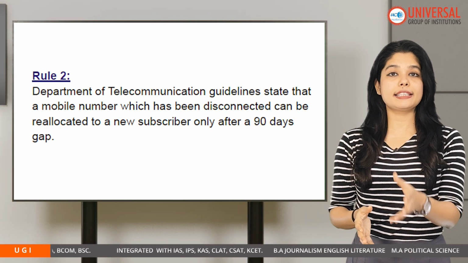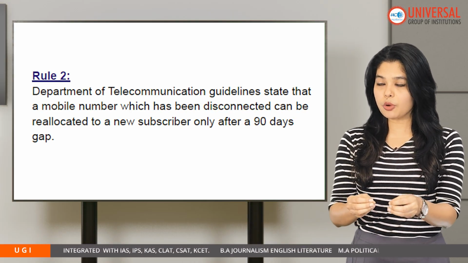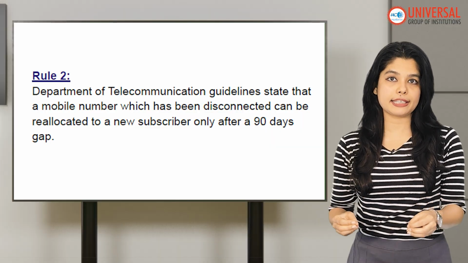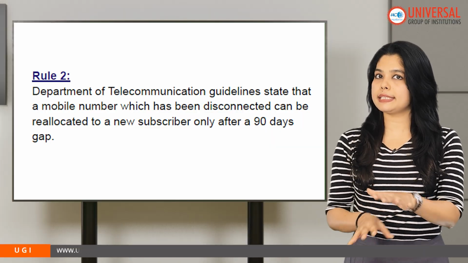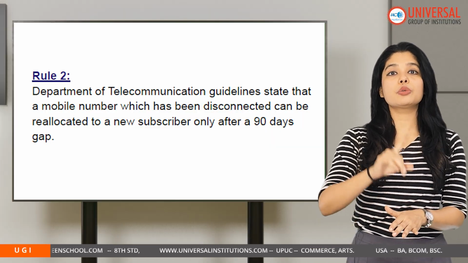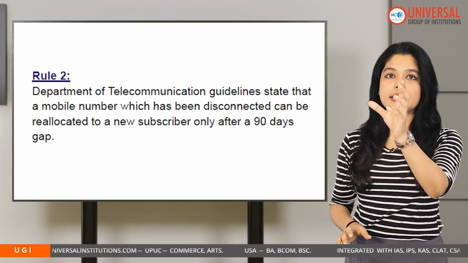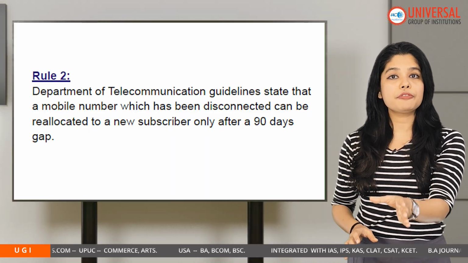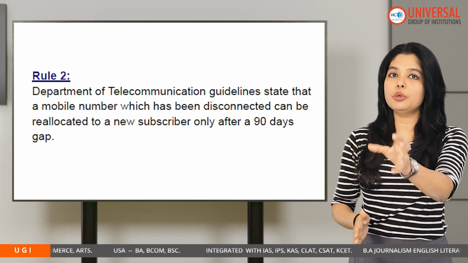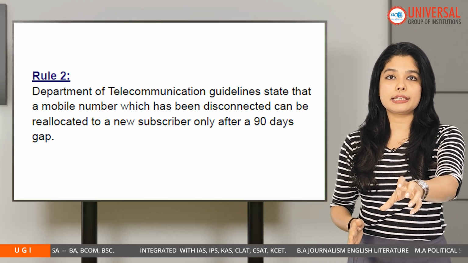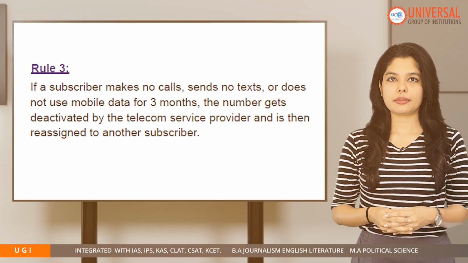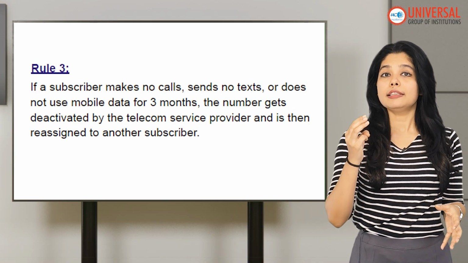Now what is the second rule? The Department of Telecommunication guidance says that if a number is disconnected, it can be given to another person only after 90 days. Yes, 90 days is the threshold period only after which you can allocate the disconnected number to a new person.